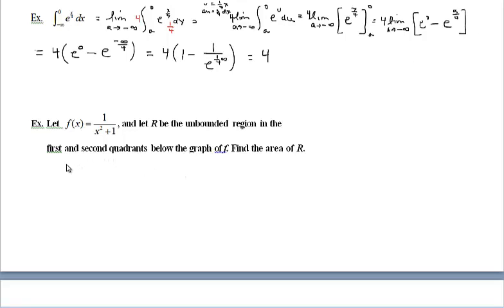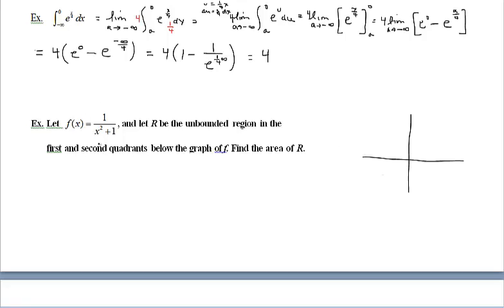Alright, so the bottom example on this page is to let a function be represented by this rational function right here, a rational equation. R is going to be the unbounded region in the first and second quadrants below the graph of this function. And we're going to find the area of that unbounded region. Okay, so I'm going to go ahead and get a picture. I know yours is still there, but I've tried to convert this worksheet to a Word document from a software program, and it just didn't do well with the graphs.